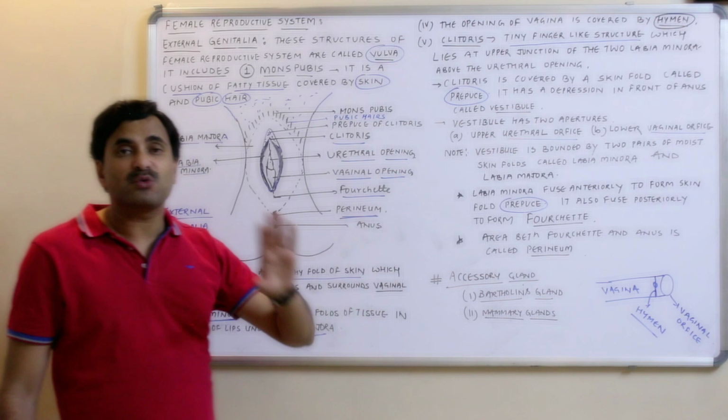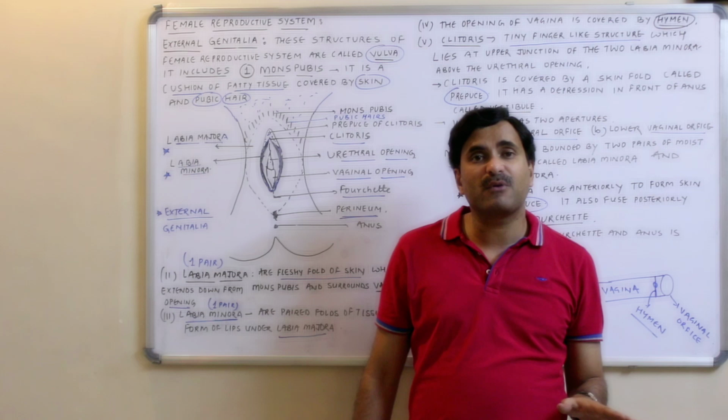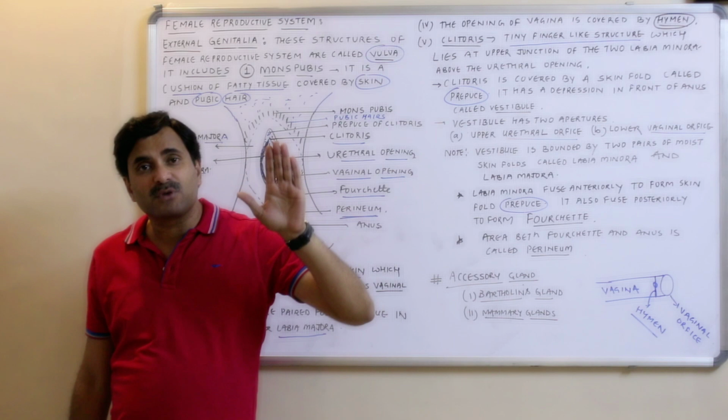Okay, so today we have discussed the entire female reproductive system in detail, which is very important from the examination point of view. We have discussed the one pair of ovaries, one pair of oviducts, a single uterus, the cervix, the vagina and the vulva.